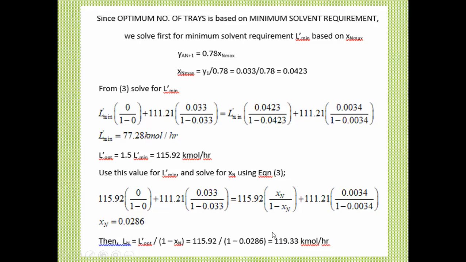119.33. Now, I want to just, you may be wondering why we already have the L optim.